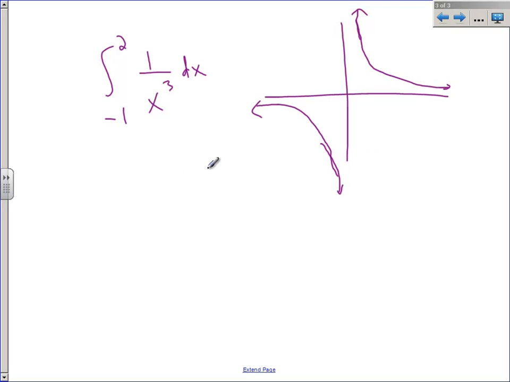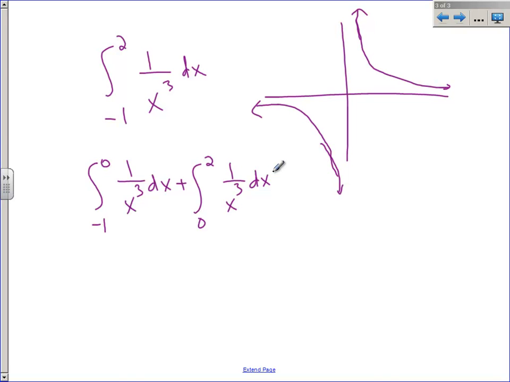So what we have to do is split this up into two different integrals. We're going to split it up across the discontinuity. We'll go from -1 to 0 of 1 over x cubed, plus the integral from 0 to 2 of 1 over x cubed dx.